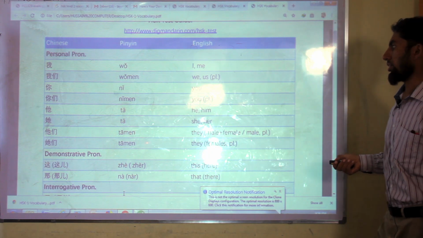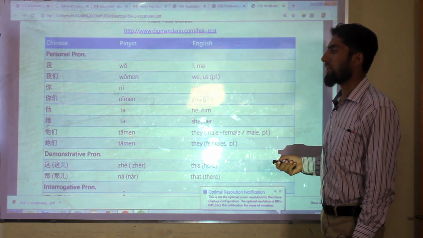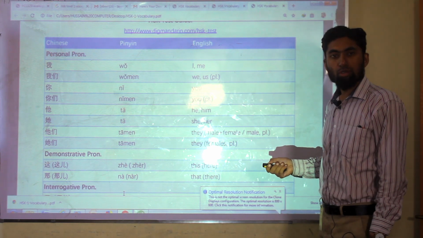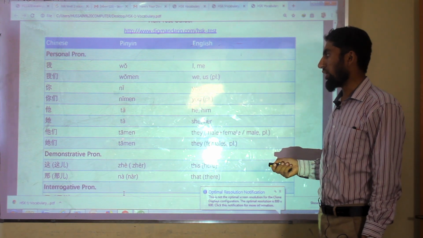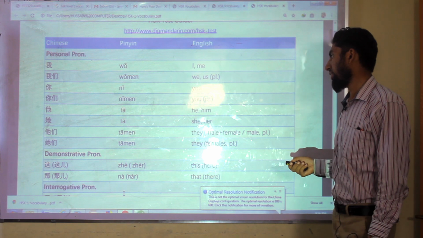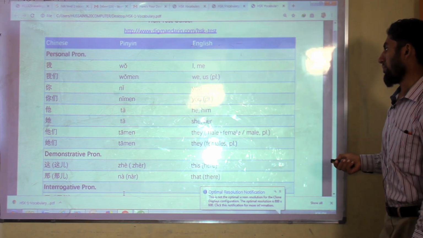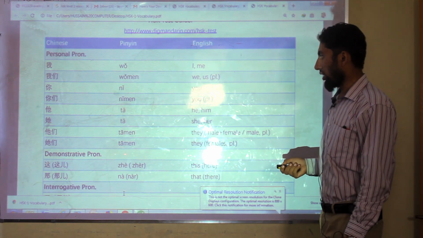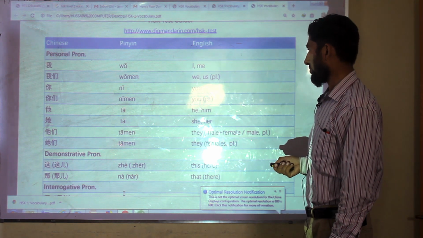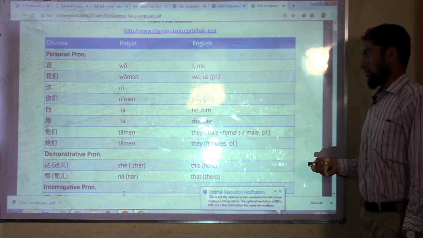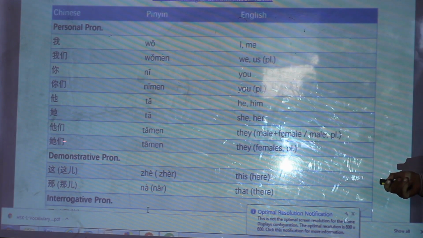Now tamen. Again, men is used for plural. Tamen means they. Again, tamen. The characters are different. One tamen is used for male and the other is used for female. Male plus female is also written above. We can also use it for male plus female.